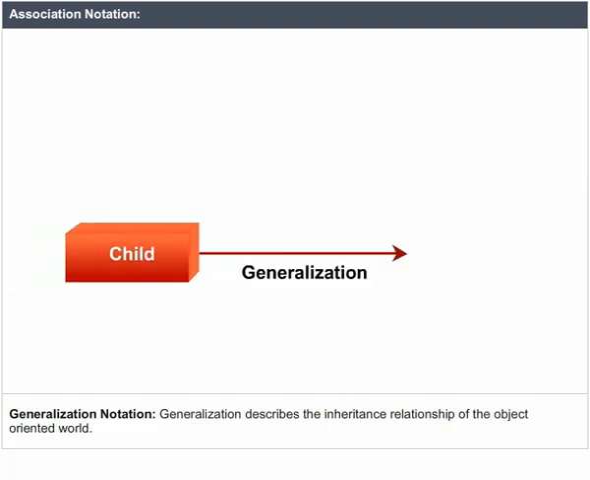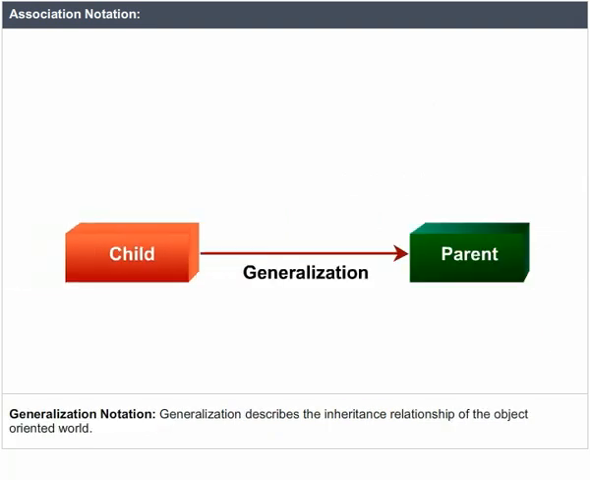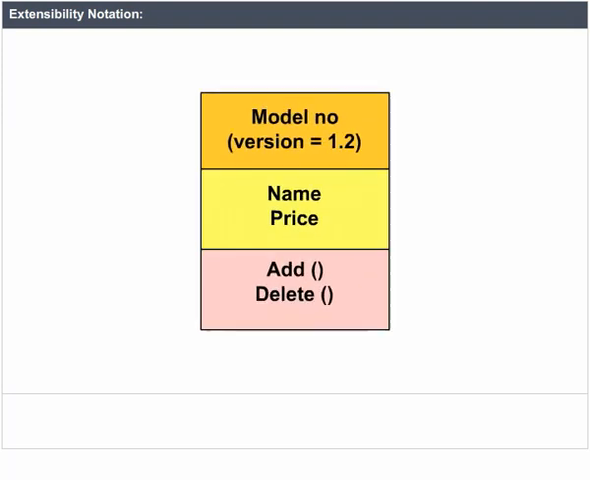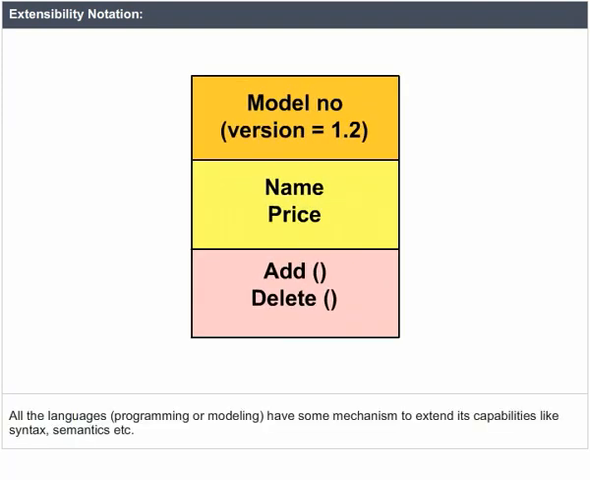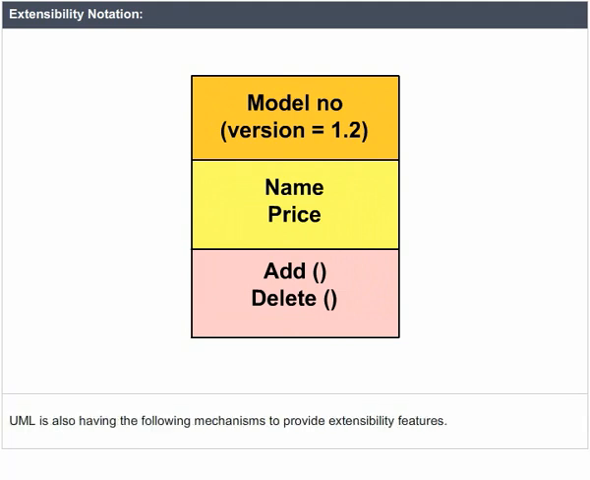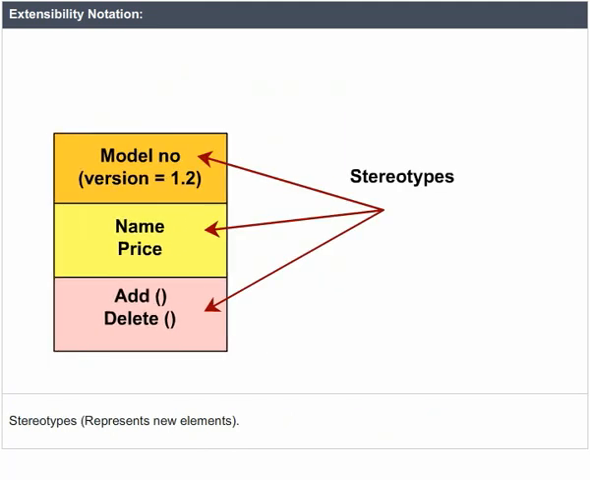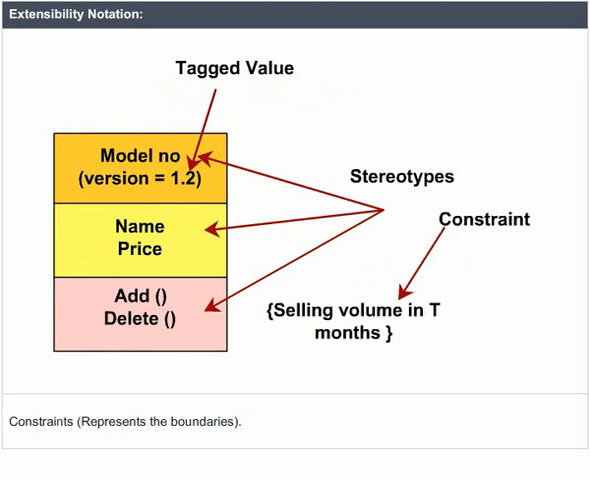Generalization notation. Generalization describes the inheritance relationship of the object-oriented world. It is a parent and child relationship. Extensibility notation. All the languages, programming or modeling, have some mechanism to extend their capabilities, like syntax, semantics, etc. UML also has the following mechanisms to provide extensibility features. Stereotypes represent new elements. Tagged values represent new attributes. Constraints represent the boundaries. Extensibility notations are used to enhance the power of the language.